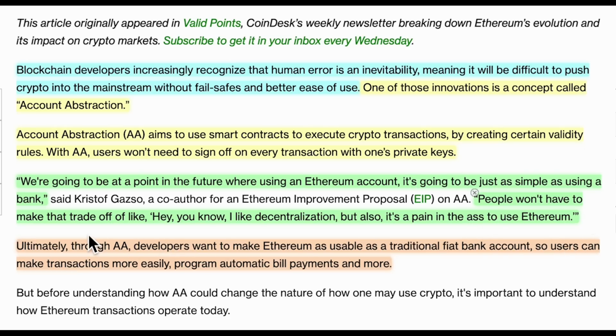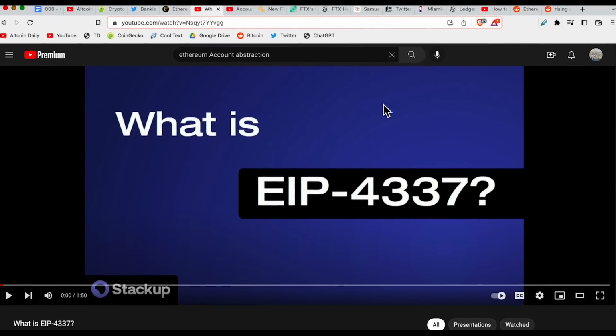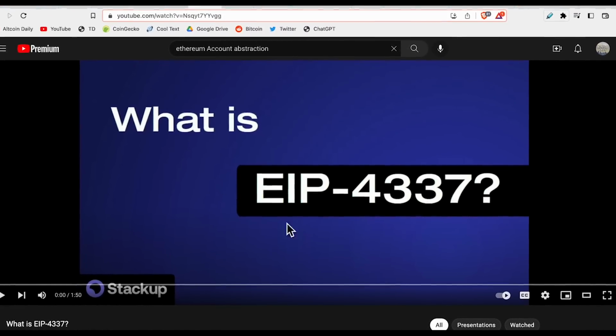People won't have to make that trade-off of like, hey, I like decentralization, but also it's a pain in the A to use Ethereum. People won't have to make that trade-off. Ultimately, through account abstraction, developers want to make Ethereum as usable as a traditional fiat bank so users can make transactions more easily, program automatic bill payments, and more. This would be a game changer for Ethereum holders.